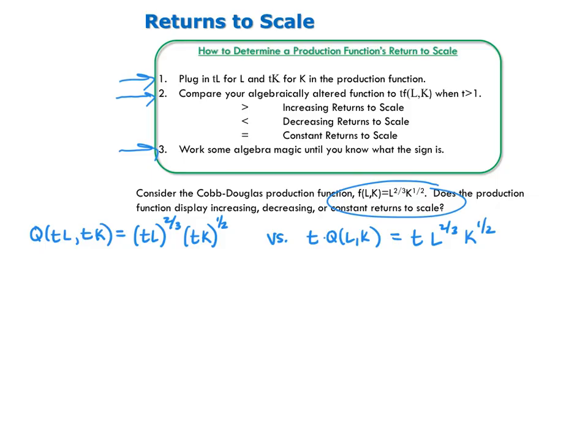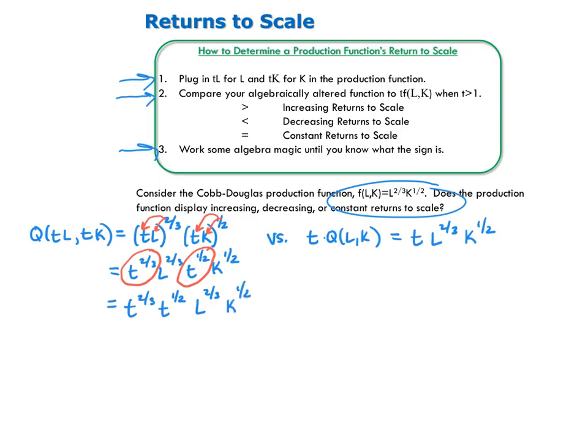But what I'm going to do in this example is the first thing I'm going to do is distribute these exponents through the parentheses. So that here I've got t to the 2/3, L to the 2/3, times t to the 1/2, K to the 1/2. Now what I'm going to do is just rearrange the order in which these terms appear. I'm going to bring these two t's together so I can more easily combine them. t to the 2/3 times t to the 1/2 times L to the 2/3 times K to the 1/2.